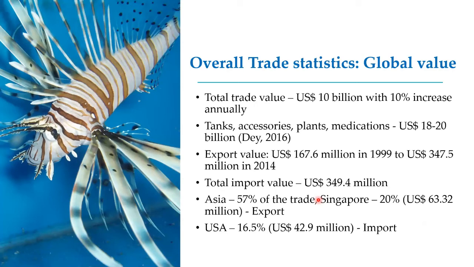If you look at the overall trade statistics at the global level, this includes both fishes and invertebrates. The total trade value is almost US $10 billion, with the value increasing annually. If you include the tanks, accessories, plants, and other medications, the trade value rises to $18 to $20 billion per year. And if you look at the export value in the marine counterpart, it has increased from 167 million in 1999 to almost 347.5 million in 2014. The total import value is almost $350 million. And Asia alone contributes 57% of the trade, where Singapore tops with 20%.